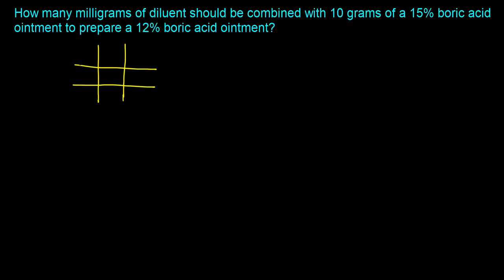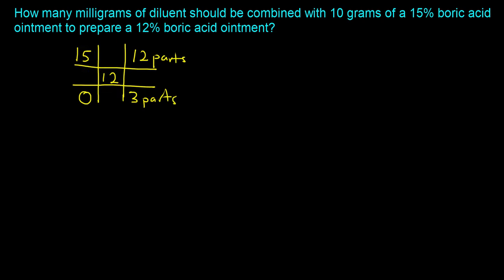And so what that means is your highest concentration will be 15, and that goes to the top left. Your lowest concentration would be 0, and that comes from the key word diluent. And then your desired will be the 12, so that goes in the middle. You take the 12, subtract the lower concentration from that, and that gives you 12. That goes to the top right. This means you have 12 parts of the 15%. Now you also take the 12, which is the desired concentration, subtract that from the 15, and that gives you 3. That goes to the bottom right. And so you have 3 parts of the diluent.